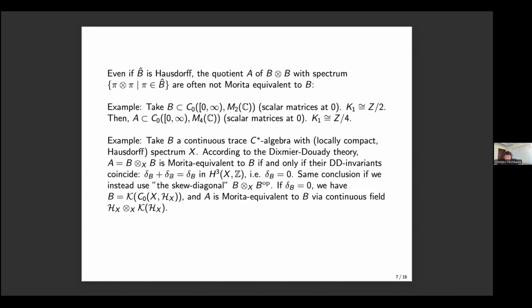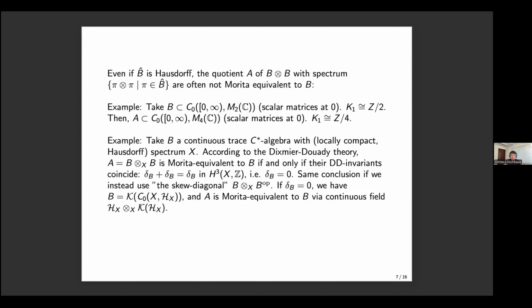So delta B plus delta B equals delta B in the sheaf cohomology theory, and that's the same as delta B equals 0. And the same if you replace this B by B opposite, which is more about the skew diagonal, then it says delta B minus delta B equals delta B. So that's also delta B equals 0. So that happens only if delta B equals 0. That's when this B is already the compact operators on some Hilbert space bundle over X. And in this case, it's easy to see A is Morita equivalent to B.